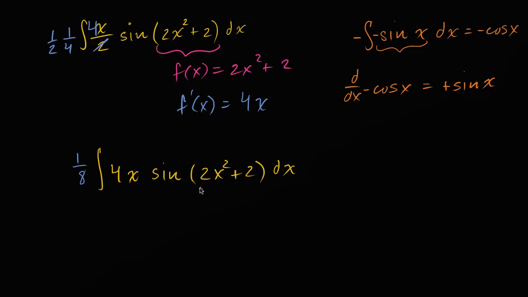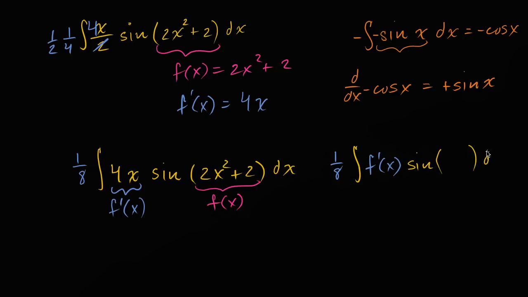Well, now this is interesting, because if this business right over here is f of x, so we're essentially taking sine of f of x, then this business right over here is f prime of x, which is a good signal to us that the reverse chain rule is applicable over here. We can rewrite this as 1/8 times the integral of f prime of x times sine of f of x dx.